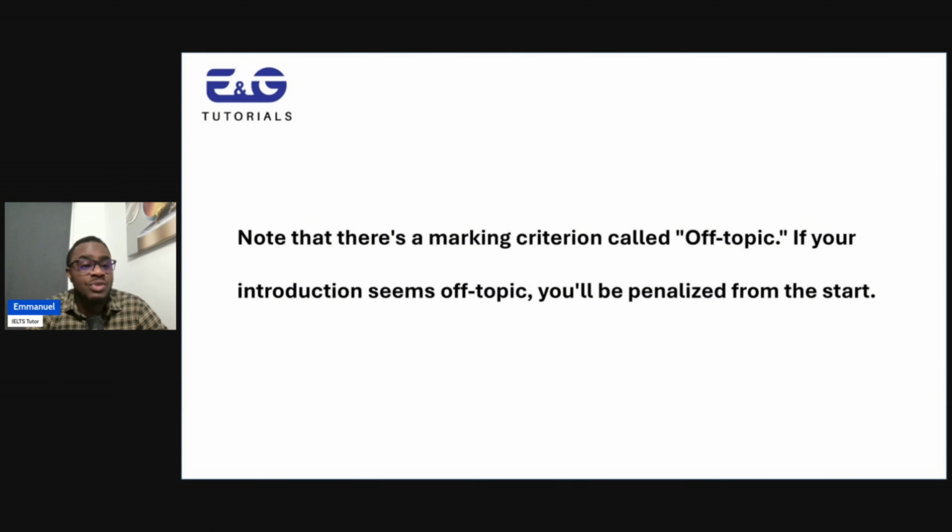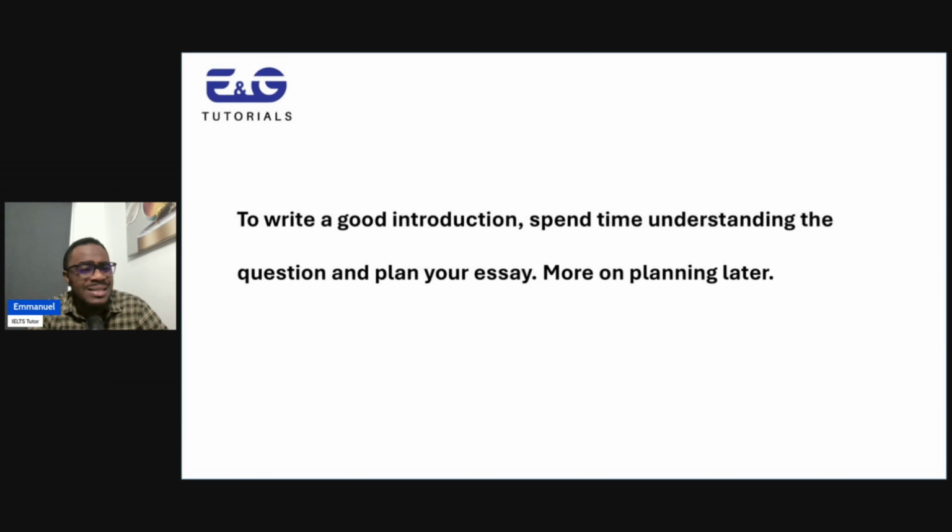If your introduction is really weak, the examiner from the onset determines whether you're a band six student or a band eight student. There's no two ways about it. So just know it today that it is your introduction that determines whether you score a band eight or a band six. If you have a very bad introduction, by making this mistake I just pointed out, by just paraphrasing without adding anything of yours to the mix, definitely you are on your sure path to failure. Failure in this sense means that you may not achieve the desired band score that you want. Right? So moving on. To write a good introduction, spend time understanding the question and plan your essay.